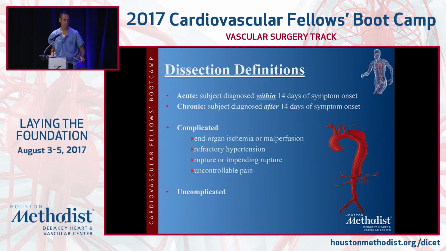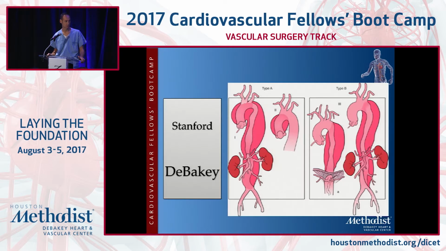For a complicated dissection, we're going to talk about this several times throughout the talk. Essentially, end organ ischemia or malperfusion, refractory hypertension, rupture or impending rupture, and then uncontrolled pain. And then, of course, there's the uncomplicated dissections.